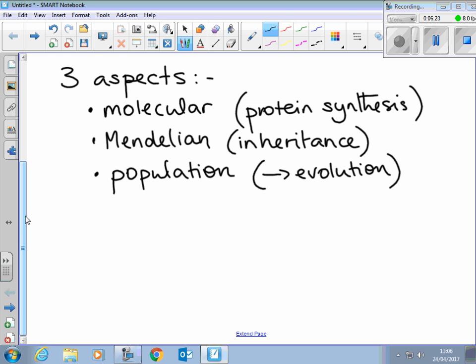So we've done the first part to some extent. We're going to look quite a lot at the second bit, and then obviously population genetics leads us to the final bit on evolution.